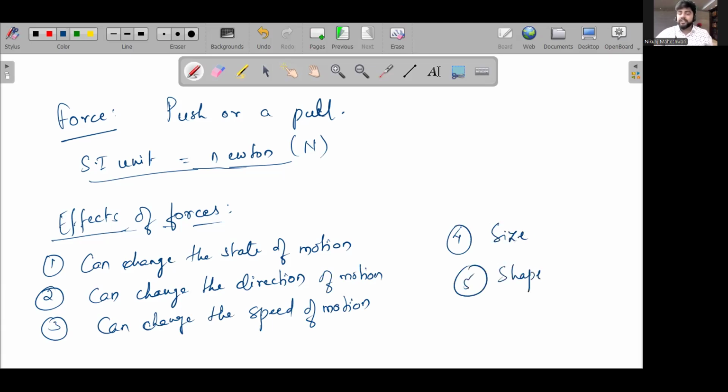But we are not worried about the shape and size as of now because we want to relate force with motion. If you see the 2 slides that we have learned here, motion and force, you could see are related to each other. How? That means a force can produce some effect on the motion of an object. It can change the state of motion of an object. It can change the direction of an object, or it can change the speed of motion of an object, right? That means a force can cause a stationary object to move, and it can also at the same time stop a moving object. What do I mean?